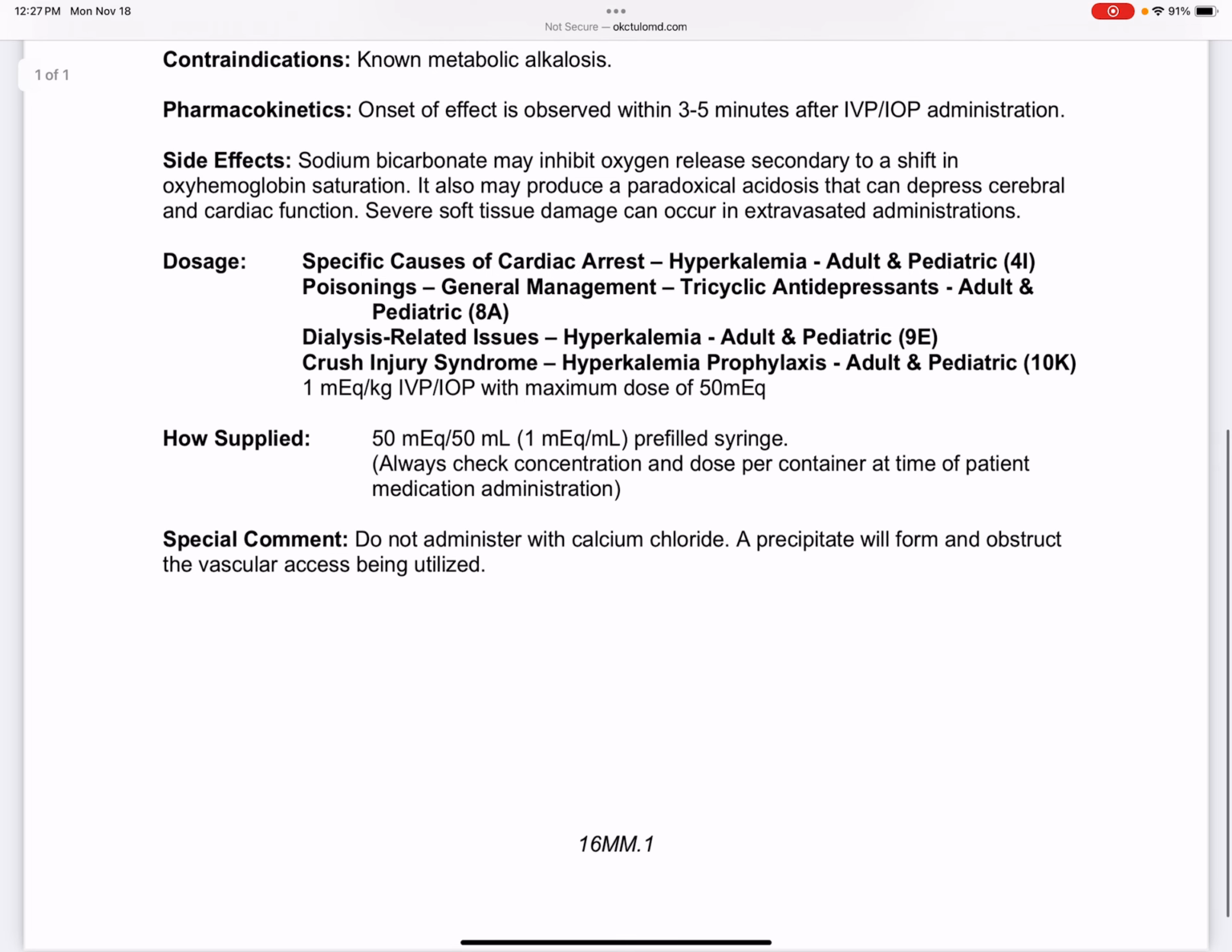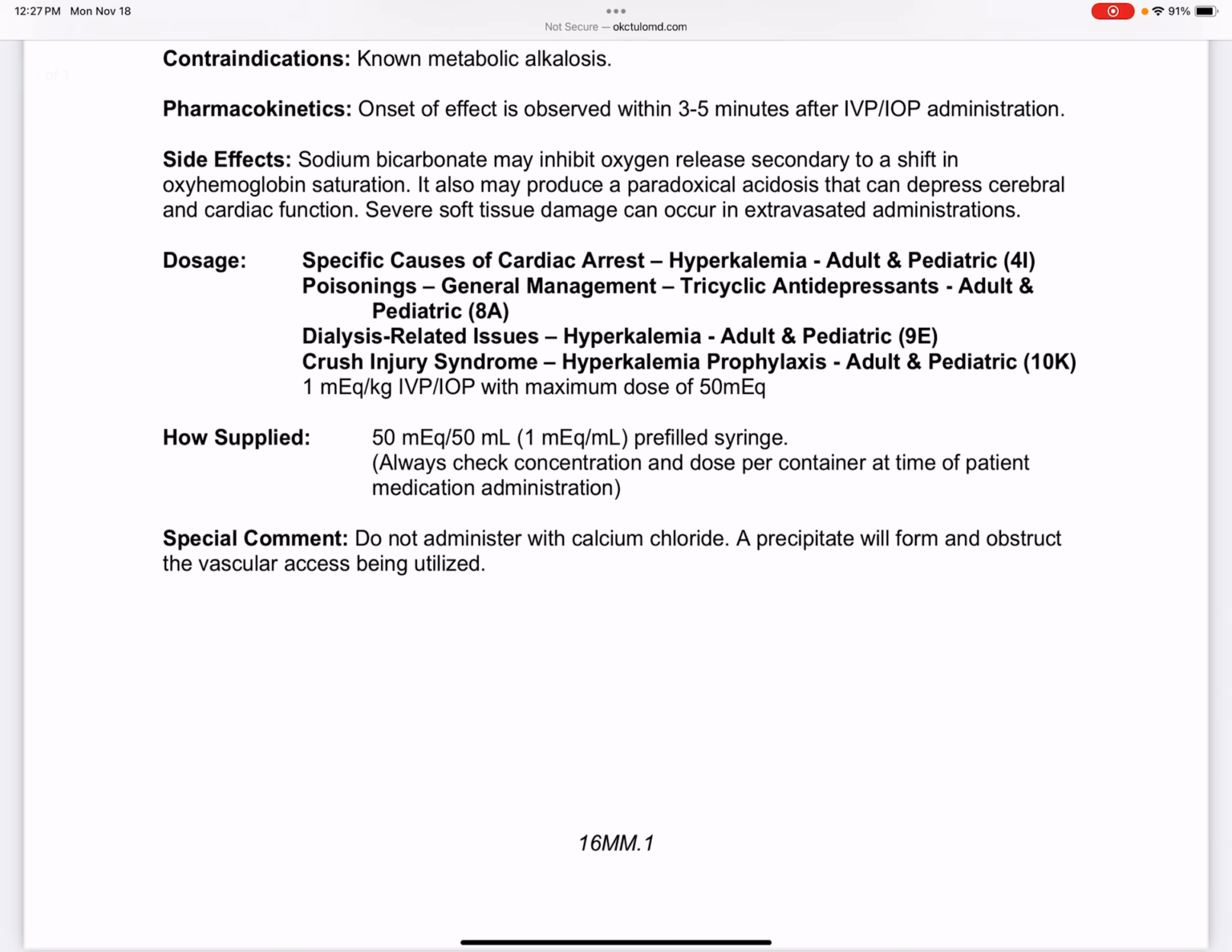And the special comment is something else to keep an eye on, and remember this, especially when you start doing your cardiac arrest codes or trauma codes or anything like that. You cannot administer with calcium chloride. So if you're going to give both of those medications, you have to have separate IVs. So again, do not administer with calcium chloride. It will form a precipitate and obstruct the vascular access being utilized. So make sure you have separate lines on that.